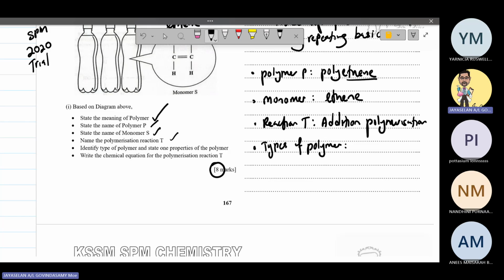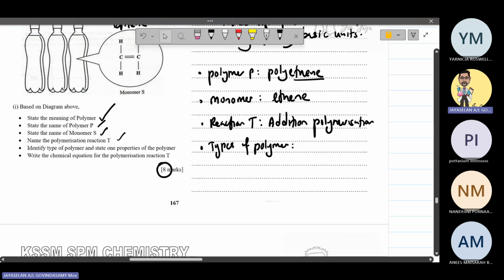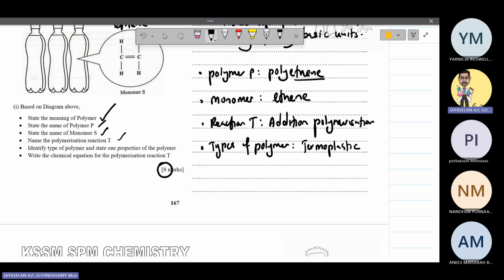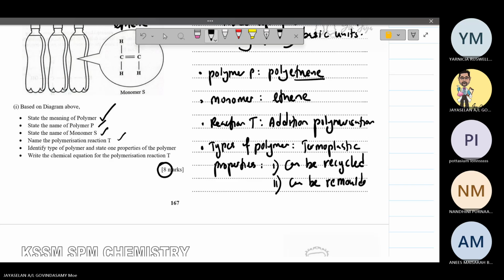Polyethylene, polypropylene, polystyrene, nylon, terylene, all under what type of polymer? So you put here thermoplastic. You already score 1 mark. And they want the properties, right? So you put here properties. What is the first property of thermoplastic? It can be recycled. 1 mark. Number 2, it can be remolded many times. Finish. You already score another mark.